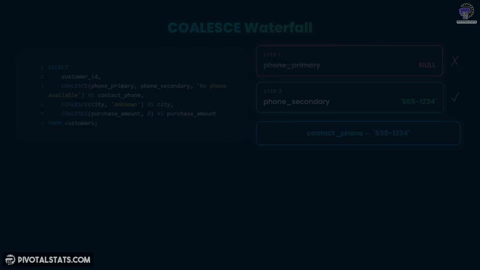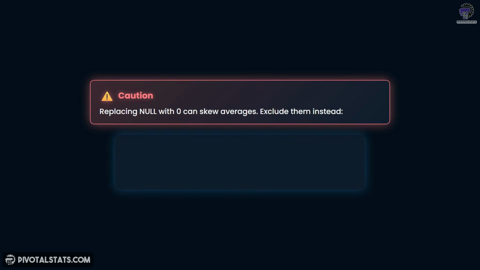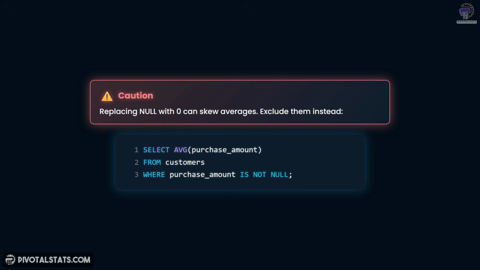Here's an important warning that trips up a lot of analysts. Do not blindly replace numeric nulls with zeros. A customer with a null purchase is not the same as a customer who spent nothing. So if you replace nulls with zero and then compute an average, you're pulling that average down with synthetic zero value records that don't represent real transactions.